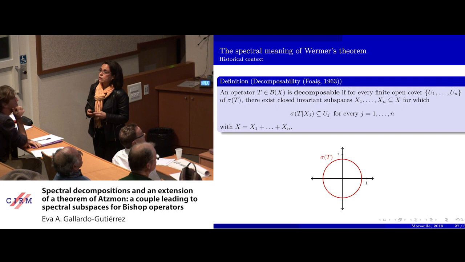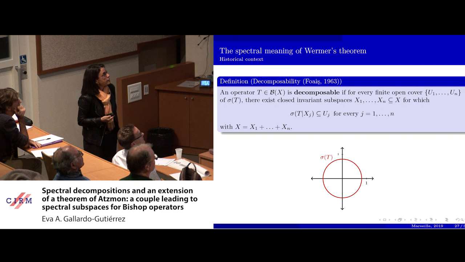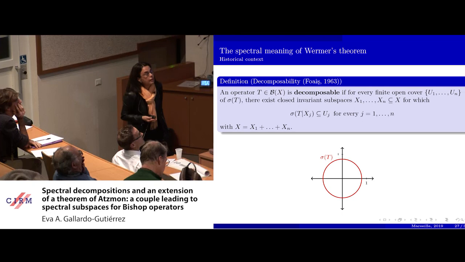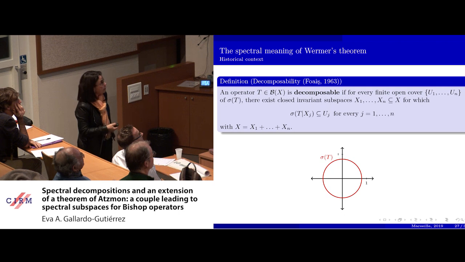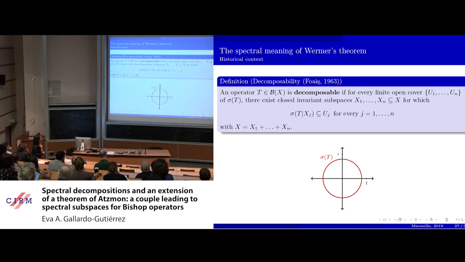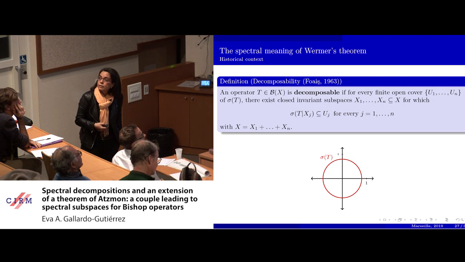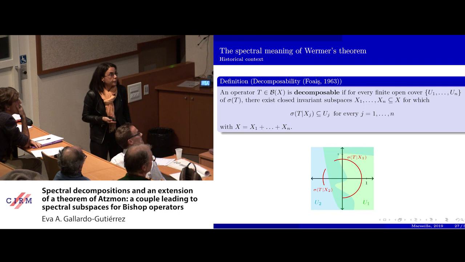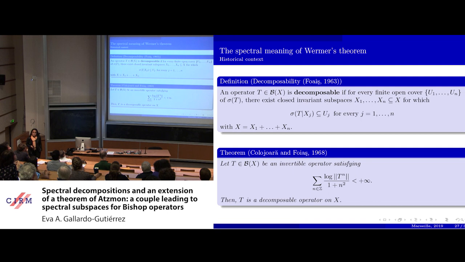Recall, this was introduced by Foiaș in 1963: a linear bounded operator is decomposable if for every finite open cover U1, U2, ..., Un of the spectrum, you can always find closed invariant subspaces X_j such that the restriction of the operator to X_j has spectrum contained in U_j. And X, this is important, can be expressed as the sum of those closed invariant subspaces. Those are the cover, and those are the parts of the spectrum contained in each of the elements of the cover. What Colojoară and Foiaș proved is that if you have an operator that satisfies Beurling's condition, then it's decomposable.